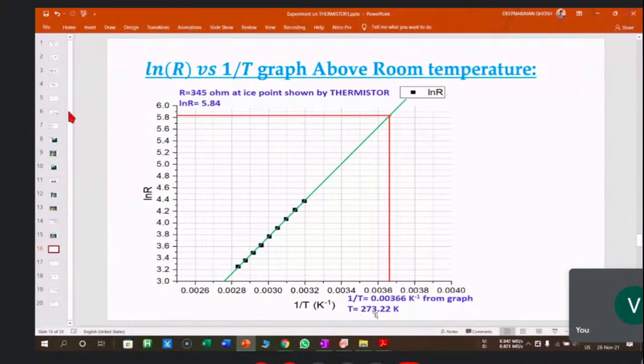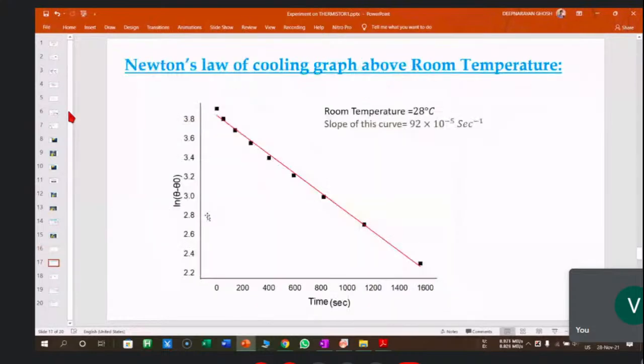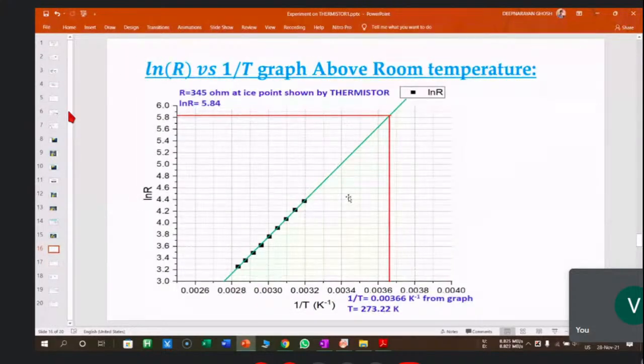The temperature given is 273.22 Kelvin. That means around 0.22 degree centigrade. This is most accurate. So this is the graph.